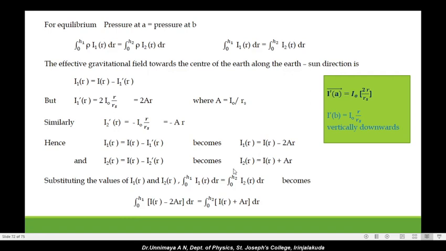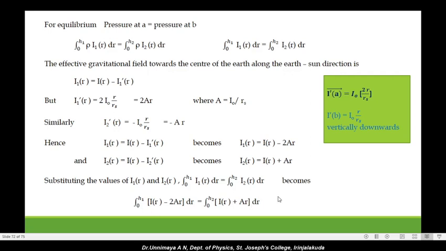Integral from 0 to h1 of I of r minus 2AR into dr is equal to integral from 0 to h2. What is I2 of r? I2 of r is I of r plus AR, into dr. So this equation becomes integral from 0 to h1 of I of r minus 2AR dr equal to integral from 0 to h2 of I of r plus AR dr.